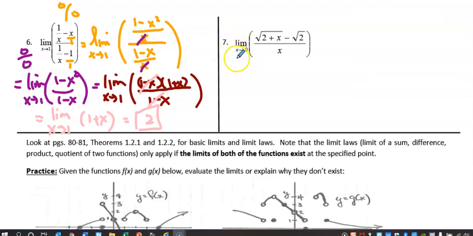And in 7, we're doing the limit as x approaches 0 of this crazy function with radicals in it. And just like before, I'm going to try to save a little bit more time here. If you plug in 0 to the top and to the bottom, you're going to get 0 over 0. So in this particular example, we need to do our conjugate.